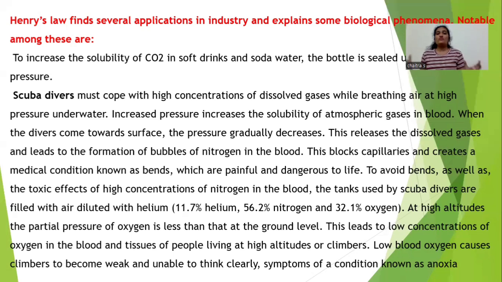At high altitudes, the partial pressure of oxygen is less than that at ground level. This leads to a low concentration of oxygen in the blood and tissues of people living at high altitudes and of climbers. The low oxygen causes the climbers to become weak and unable to think clearly, which are symptoms of the condition known as anoxia.